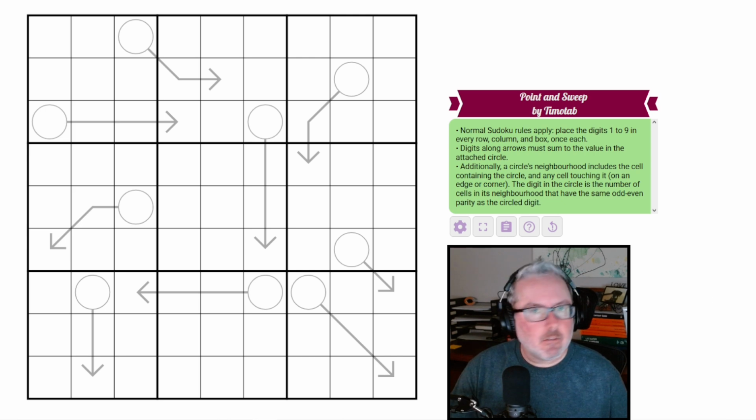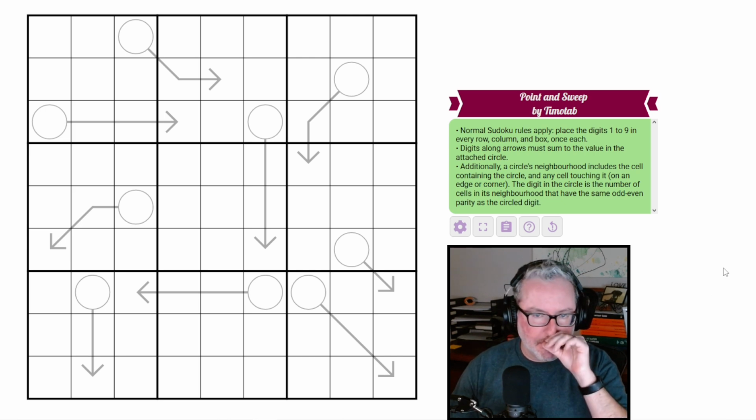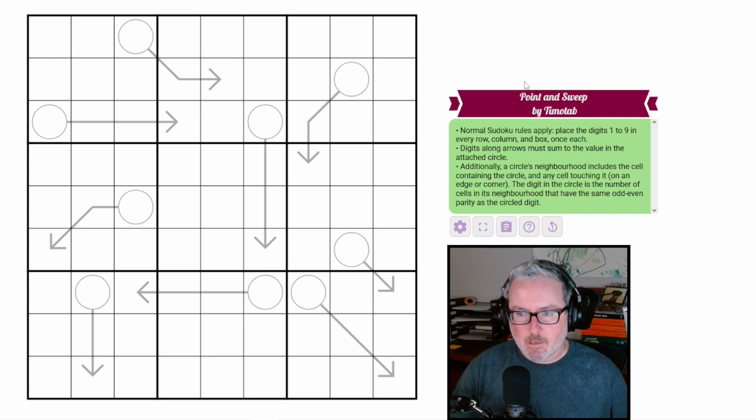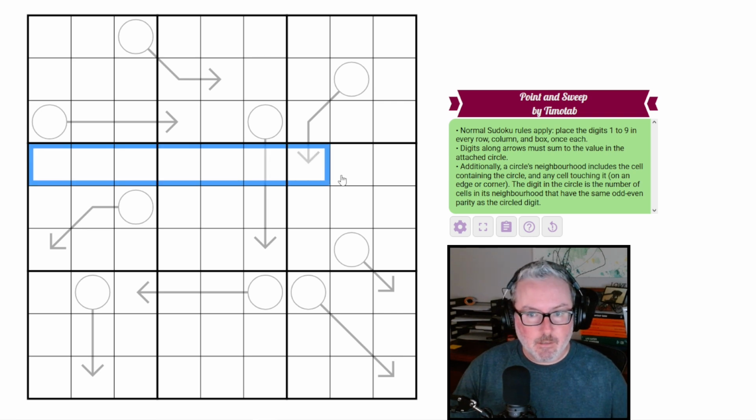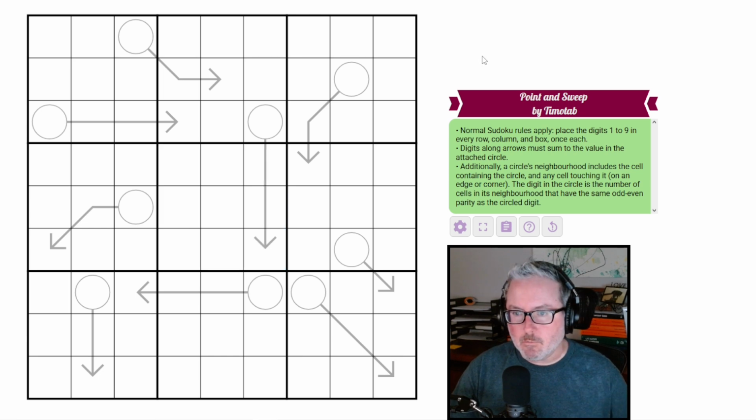Let's just jump right into the rules, see what's going on, because I have not looked at the rules to this one. I see there are arrows, but there's something else going on here, so we're going to have to figure that out. So, normal Sudoku rules apply. Every row, every column, and every 3x3 box will contain the digits 1 through 9 once each. Digits along arrows must sum to the value in the attached circle. So these three digits, whatever they are, will add up to a value, and that value goes in the circle. Now here's where it looks like we're going to have a little something else going on.